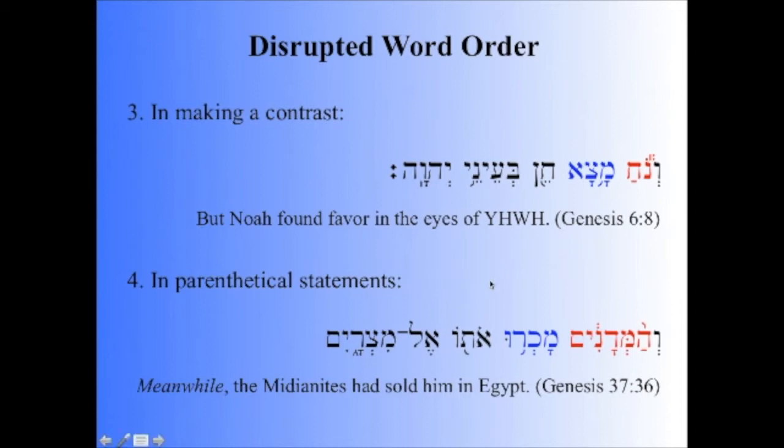Finally, sometimes in parenthetical statements, you can have the subject of the verb first. So there may be action that's going on, and the text wants to point to something that's sort of happening in the background or off stage. So, and meanwhile, and that meanwhile is kind of interpretive here, the Midianites had sold him to Egypt.